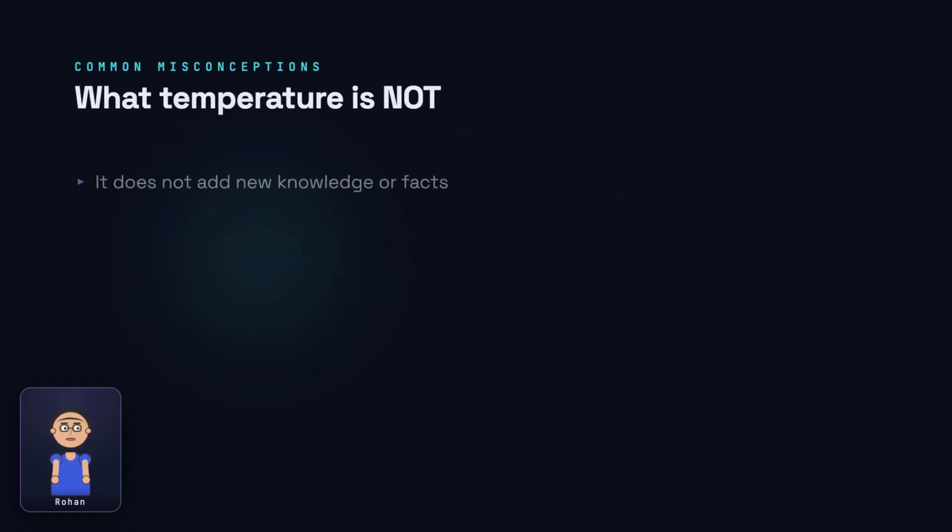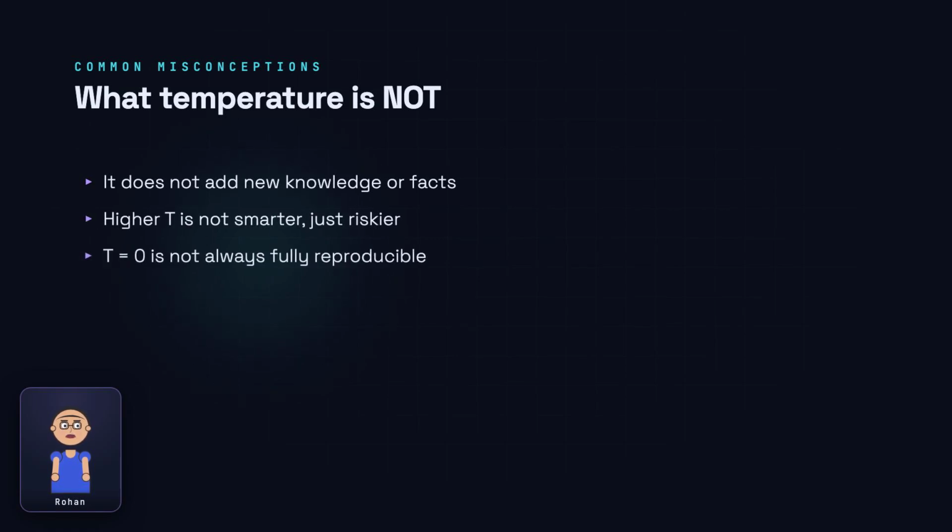Two myths to bust. First, temperature never invents new information. It only reshapes probabilities the model already computed. Second, high temperature is not more intelligent, it is just more random. And a subtle one: even at temperature 0, output can drift across runs because of hardware and batching non-determinism. Low temperature reduces variance, it does not guarantee identical bytes.